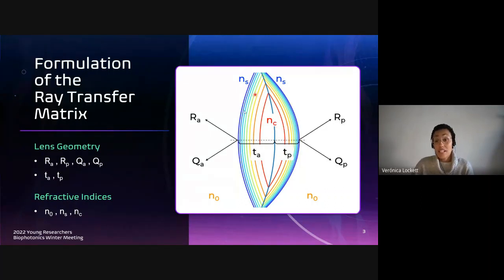Then the inside geometry is determined by these external factors. So it's R and Q that determines the shape of the lens inside, together with the gradient index. Sorry, with the gradient parameter.